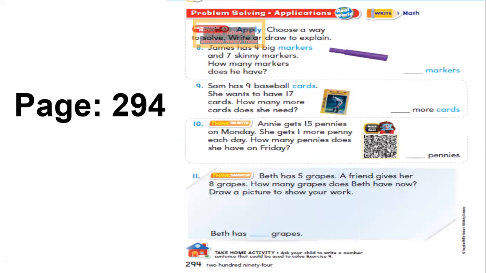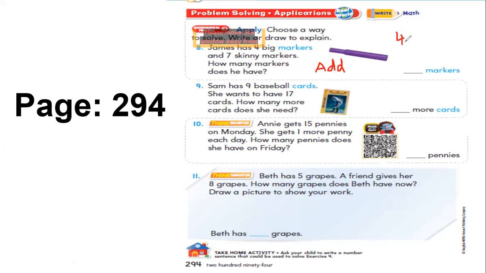Now, question number 8. James has 4 big markers and 7 skinny markers. Now, how many markers does he have? He wants to put together how many he has in all. So that means we are going to add.